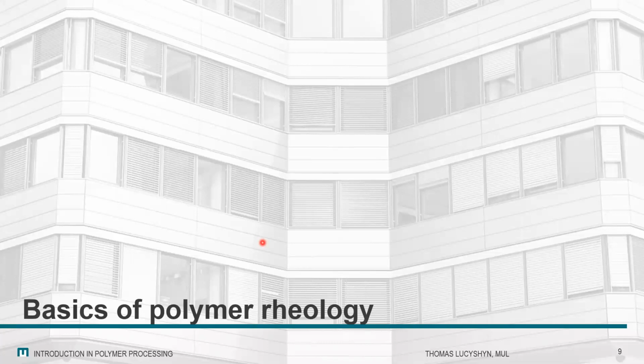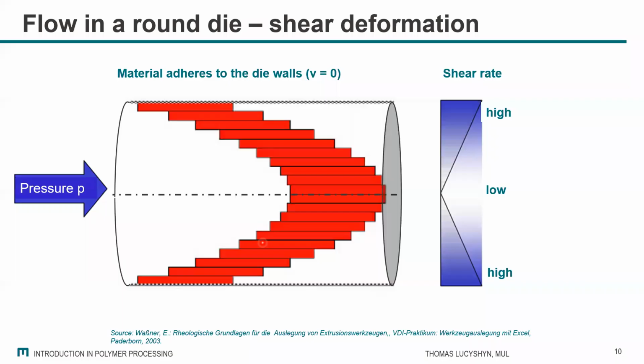Before I go into the processing methods, I would really like to talk a little bit about basics of polymerology. And for that purpose, I would like to first introduce a little bit of an understanding of how polymer is flowing in a processing machine. So we are assuming we have a polymer melt, and we are trying to pump this polymer melt through a channel. Now we are looking here currently at a cylindrical channel, like a pipe. And then we typically have this flow pattern, so that typically polymers are adhering to the wall.